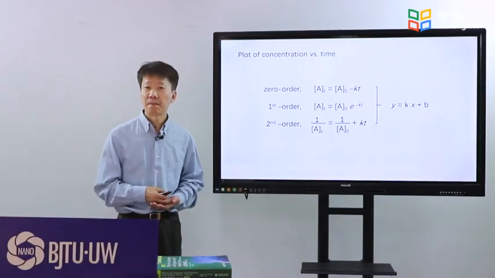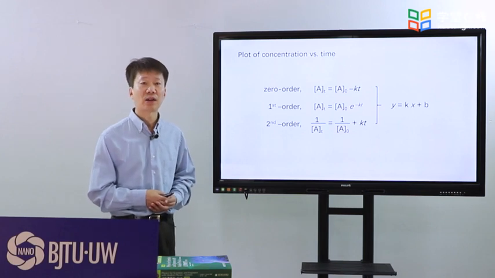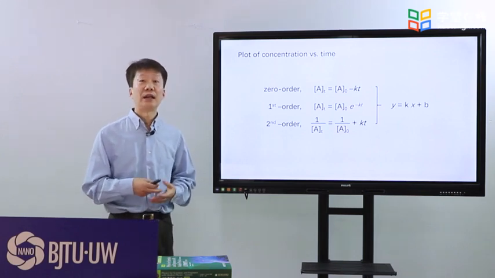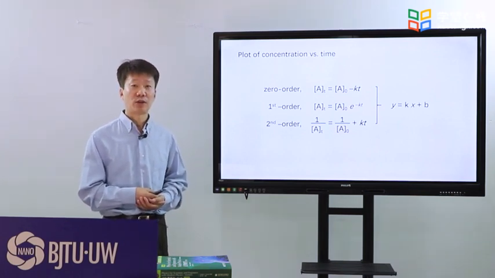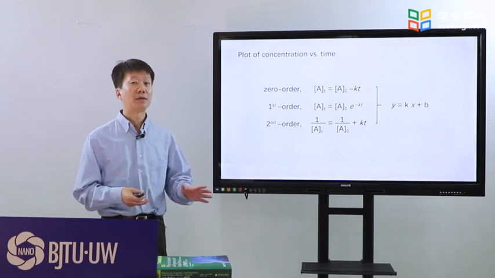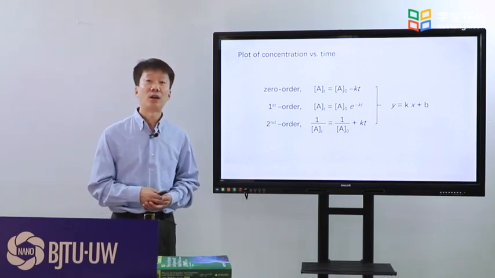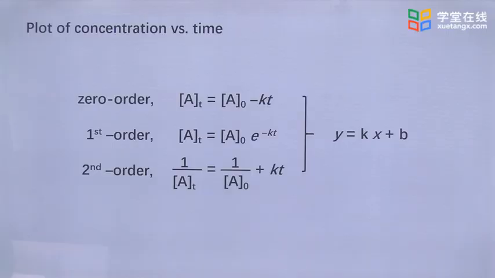However, the best way to get the reaction constant k is the graphical approach, which could wipe errors out to the largest degree. You may find that the three integrated rate laws have the form of a linear equation: y equals kx plus b.